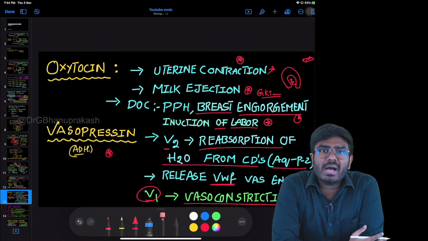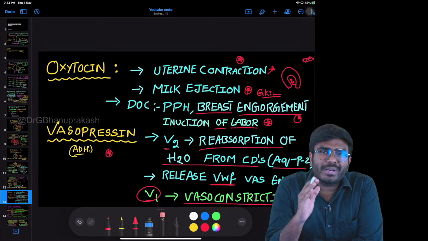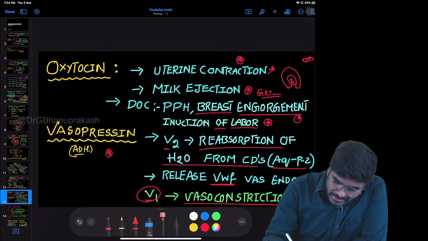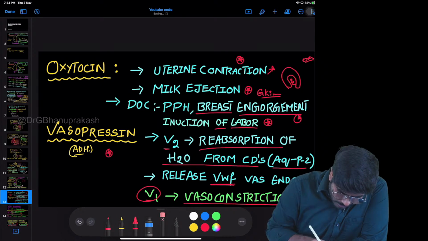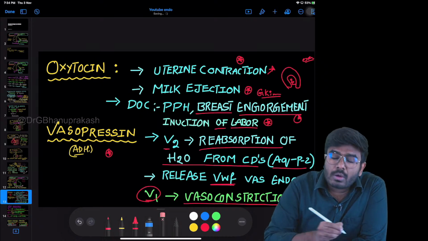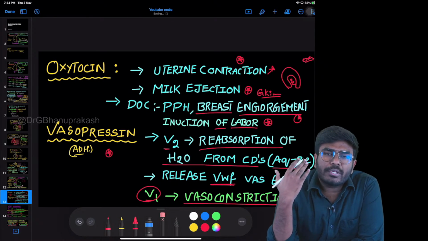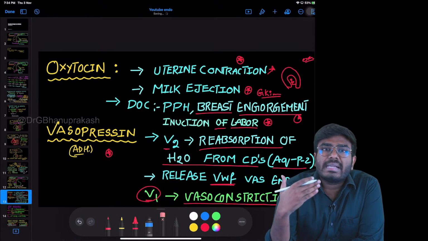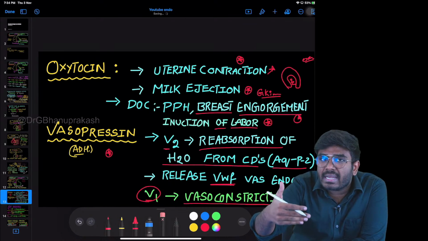Now guys, who is the master regulator of the endocrine system? The master regulator of the endocrine system is the hypothalamus. So here I have shown you the hypothalamus. On the top here, this area is the hypothalamus. Now we all know the hypothalamus has different nuclei. The hypothalamic nuclei release different hormones, and those hormones will come down to the anterior pituitary.